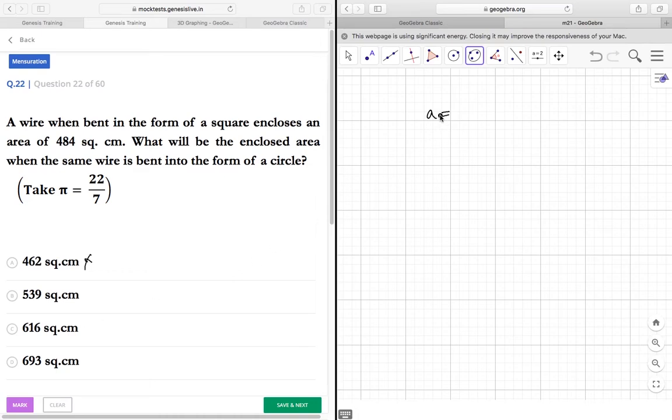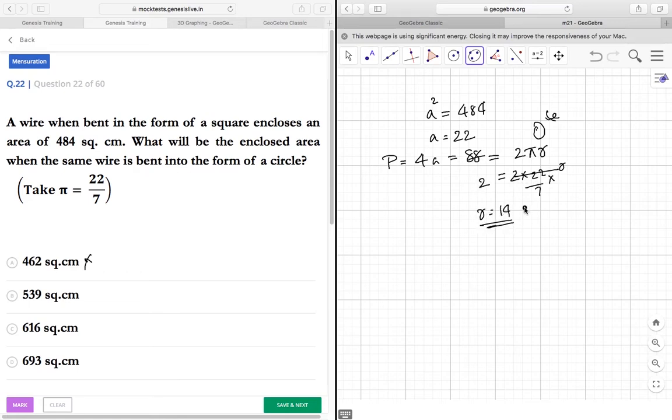So let's solve it. What they have said is, if A is the side of a square, then A square is equal to 484. Then what will be A? 22. 22 square is 484. Then what is 4A, which is nothing but the perimeter of the square, which is equal to 88. Now this is equal to 2 pi R, perimeter of the circle. Correct? So 88, you can say it's divisible by 22, and you have 22 by 7. So 2 into 22 by 7 into R. So this and this cancels, you get 44 and 88 by 2. So R is equal to 14. Hope this is clear.